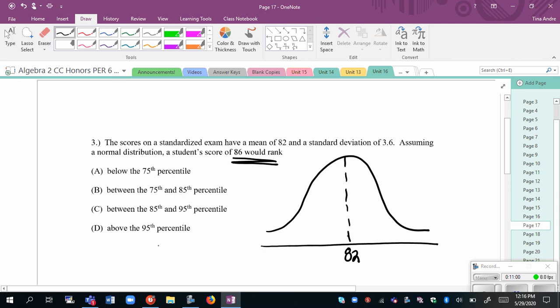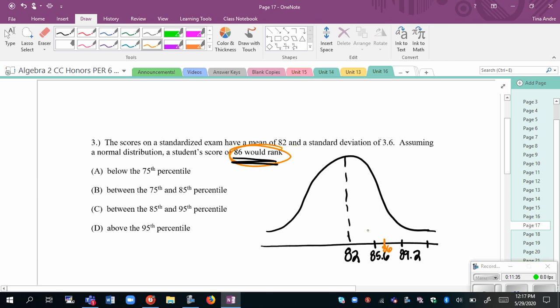So again, I'm only going to label the right-hand side here. So I'm going to add 3.6. So I have 85.6. Add 3.6 again. We have 89.2. And now I've passed really where that 86 is going to go. So I don't even really care about that third value. But what I do care about is this 86. So 86 is going to be fairly close to this 85.6. So here's my 86. And we're trying to figure out their percentile rank.